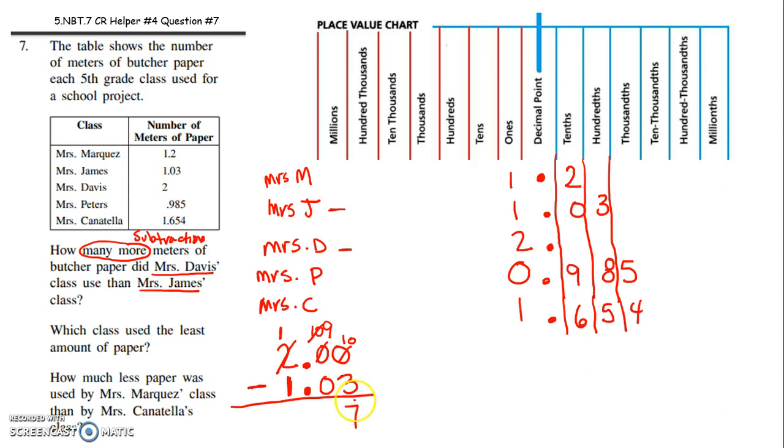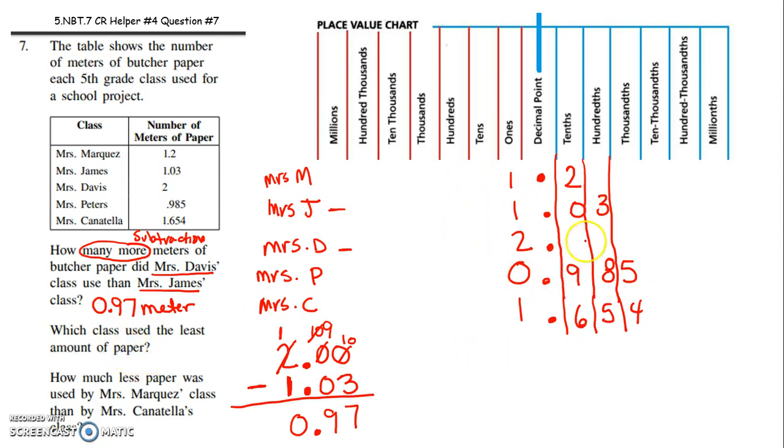So I have 10 minus 3 is 7. 9 minus 0 is 9. Place value, or decimal point, 1 minus 1 is 0. So 97/100 more. 97/100 of a meter more. So Mrs. Davis's class used 97/100 of a meter more than Mrs. James's. Which class used the least amount of paper?